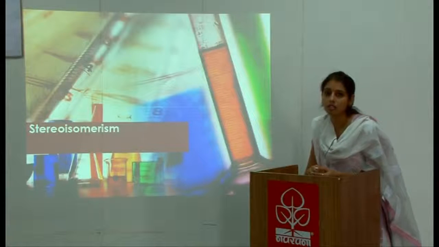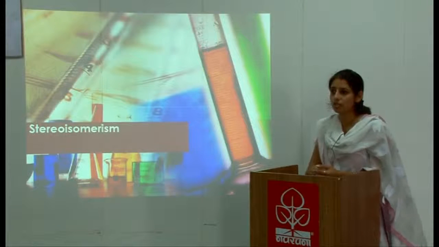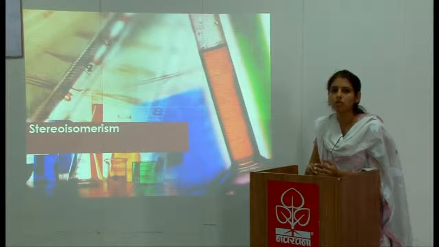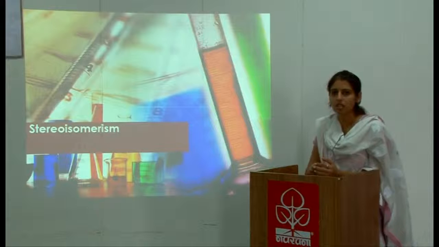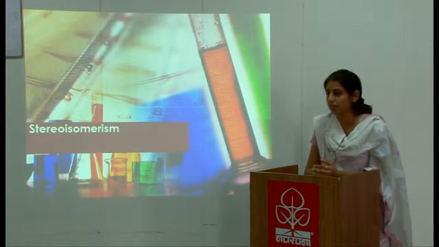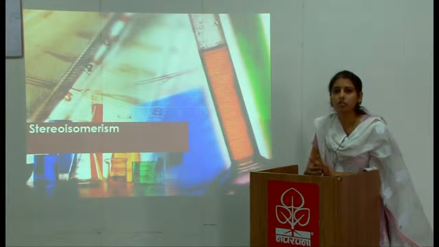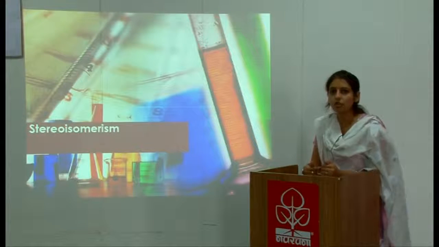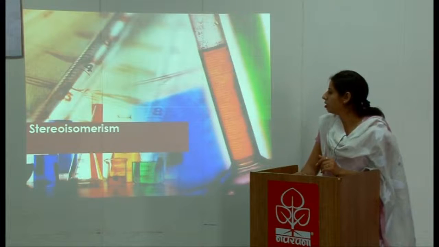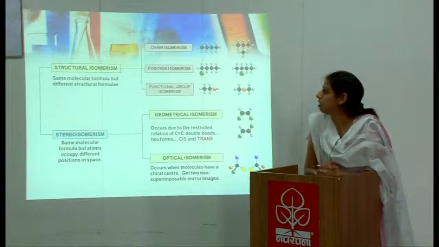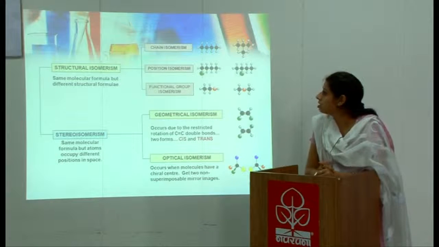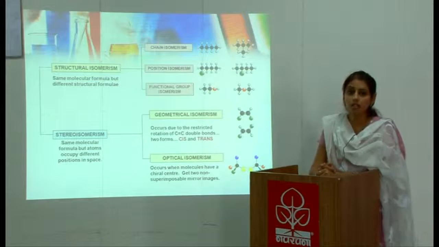Before we start with stereoisomerism, we should know what isomerism is. Isomerism is a phenomenon in which two compounds have the same molecular formula but different structural formulas, and those kinds of compounds are known as isomers. Isomers are divided into two parts: one is structural isomerism and the other is stereoisomerism.